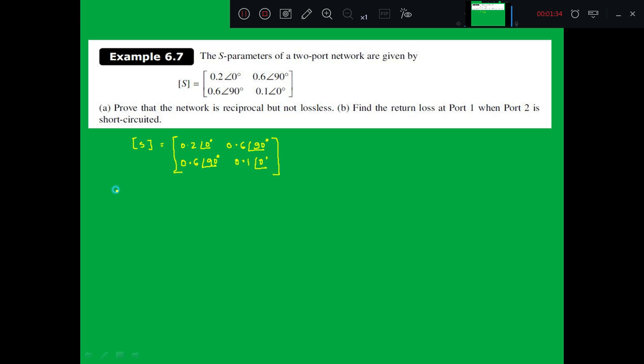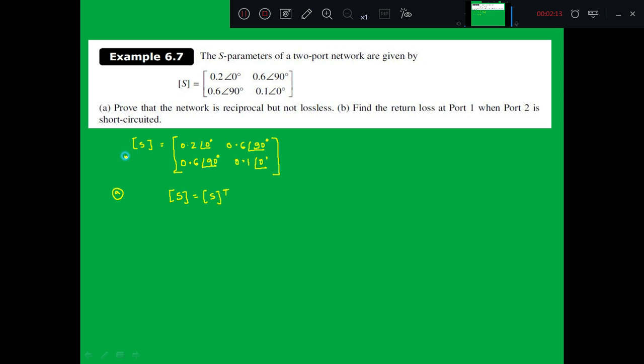Here we have to prove the given network is reciprocal but not lossless. Let us check the first property, whether the network is reciprocal or not. What is the necessary condition to check for a reciprocal network? The condition is that if the matrix S is equal to its transpose, S transpose, then the network is a reciprocal network, or else it is a non-reciprocal network.